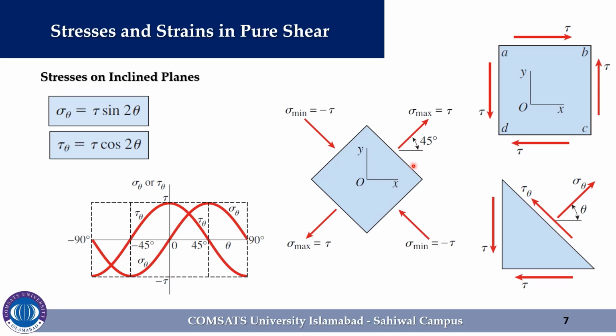If the shear stresses acting on the element are reversed in direction, the normal stresses acting on 45 degree planes also will change their directions. If a stress element is oriented at an angle other than 45 degrees, both normal and shear stresses will act on the inclined faces.